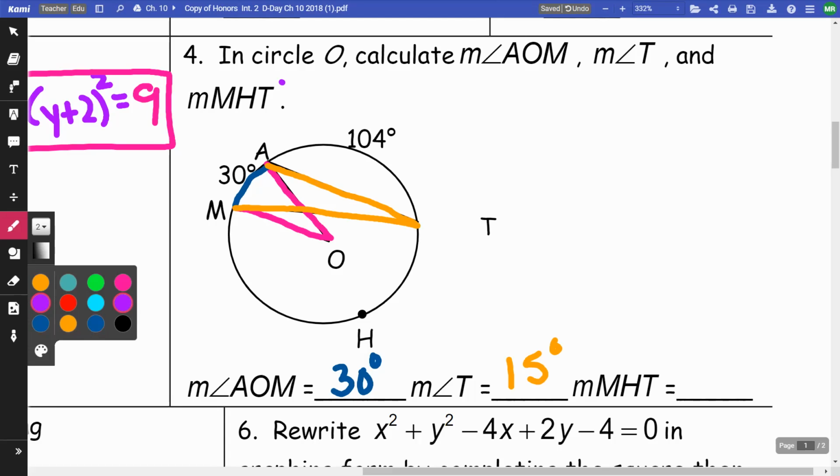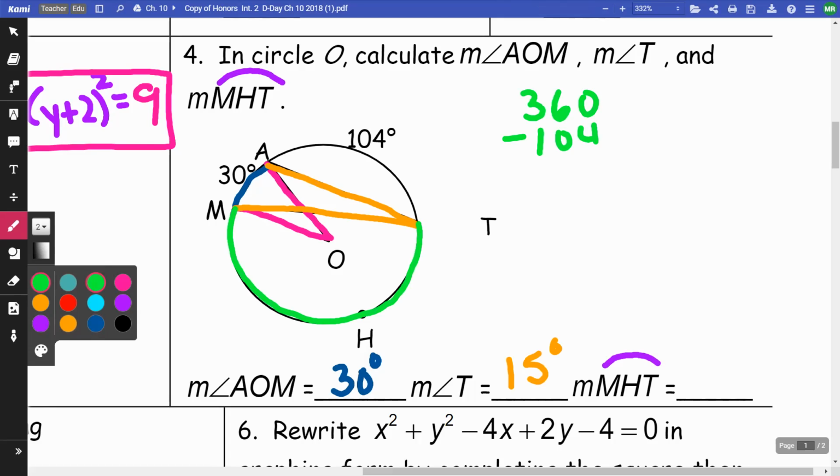And then this was supposed to have an arc symbol on it. So the measure of arc MHT, so MHT is all the way to here. So I'm going to take 360 minus 104 minus 30, and that's going to give me my answer. So 360 minus 104 minus 30, we end up with 226. So that's going to be 226 degrees.